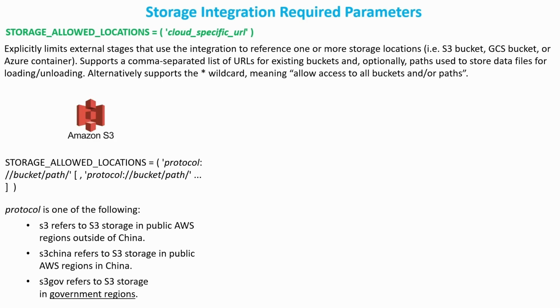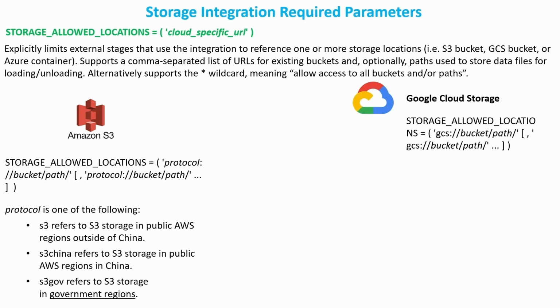First one is Amazon S3. If we have to mention Amazon S3 as a storage allowed location, this is the syntax of doing that. We first have to mention the protocol, and protocol will be any one of the following. First is the most widely used protocol, that is S3. Second one is S3 China, and third one is S3 GOV, that is only for the government regions. Similarly, for GCS, we have the storage allowed location URL starting with GCS. Then we have bucket and path, and we can mention multiple paths as we had already discussed.